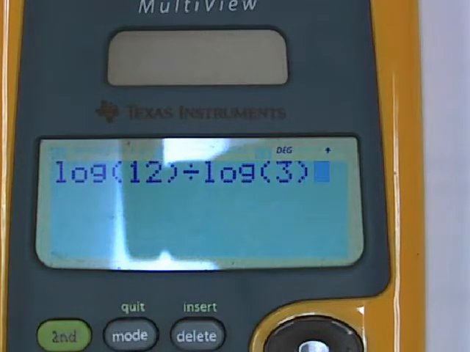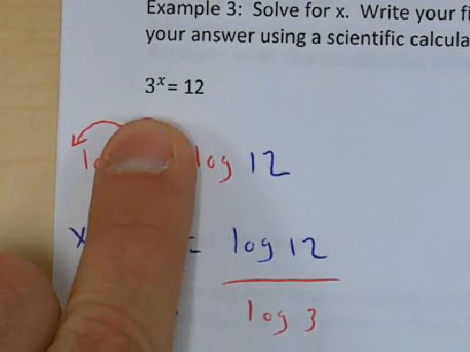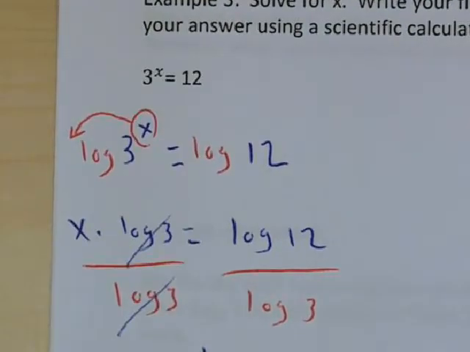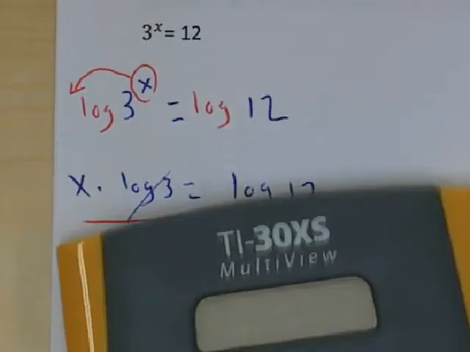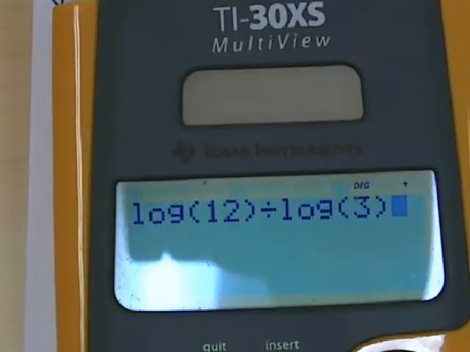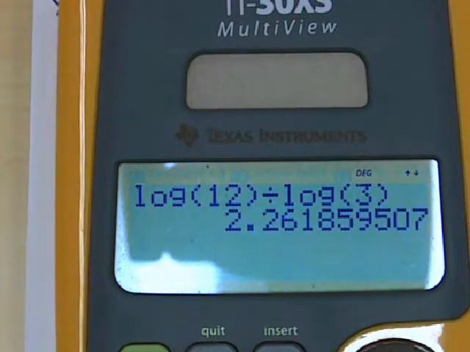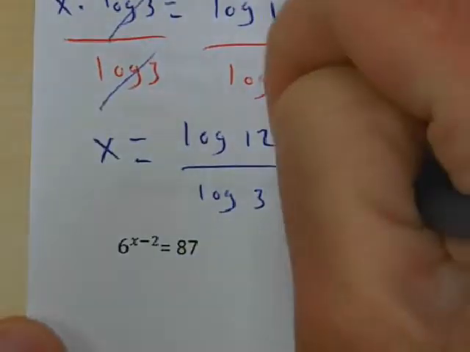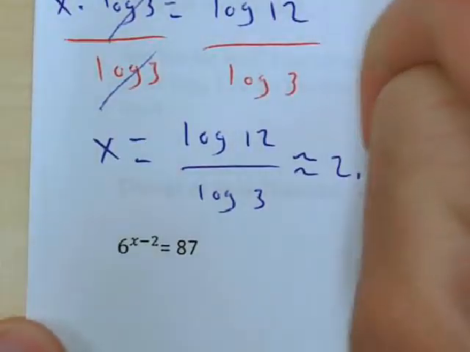And also, before you hit enter, think, what should our answer be about? Well, 3 to what power is going to give me 12? 3 to the second power is 9, that's too small. 3 to the third power is 27, that's too big. So then it should be 2 point something. So when I hit enter here, we should get an answer of 2 point something. And yeah, 2.261. So that looks good. That's about what we expected. We want to round to the nearest thousandth, so then we'll go 2.262. So this is approximately 2.262.